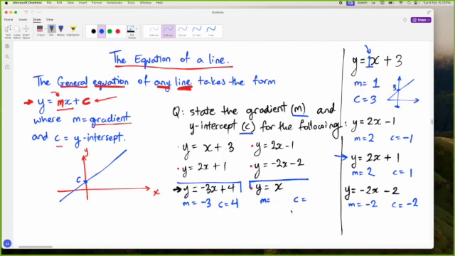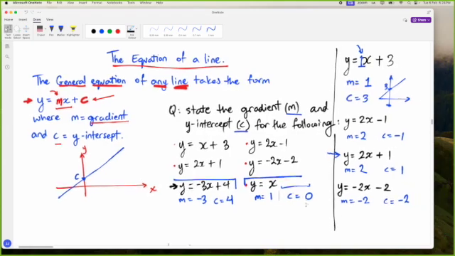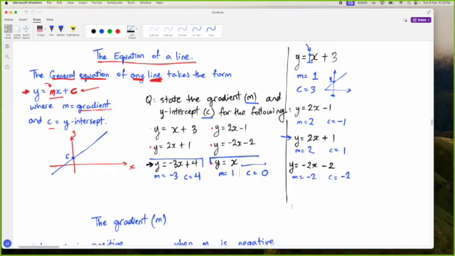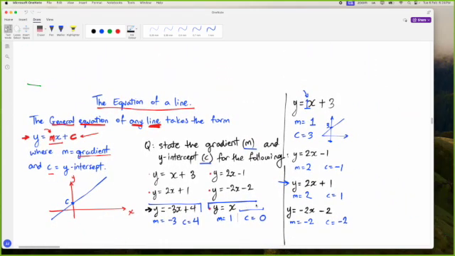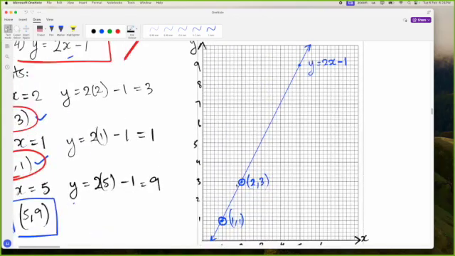Amir, I don't know if you know what we're talking about. Jeremy, what do you think is m and c in this equation? M is 1, C is 0. Yeah? Because C is 0 means I don't need to write anything. Notice that C is 0. So that means that this equation will cut the y-axis at 0.